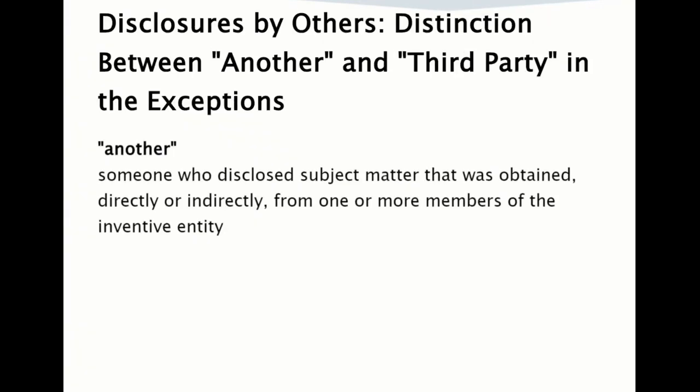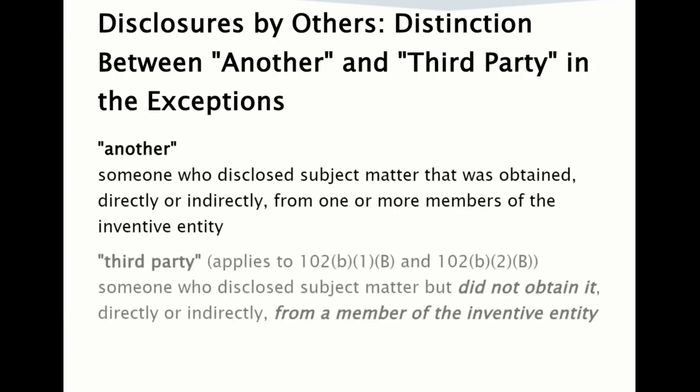In the context of this discussion of 102B1B, we should be clear that when we are talking about another, we mean someone who disclosed subject matter that was obtained directly or indirectly from one or more members of the inventive entity. This is in contrast to our use of third party, which refers to someone who disclosed subject matter but did not obtain it directly or indirectly from a member of the inventive entity.